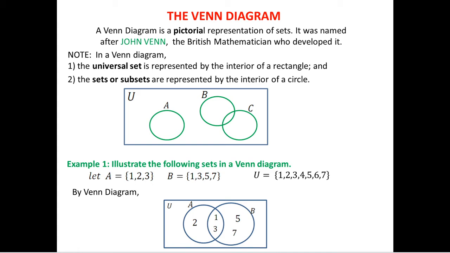And of course, part of our set U, or universal set, are numbers 4 and 6, but they are not inside set A or set B, so they are outside, okay? But they are inside also the rectangle, because they are part of the universal set.